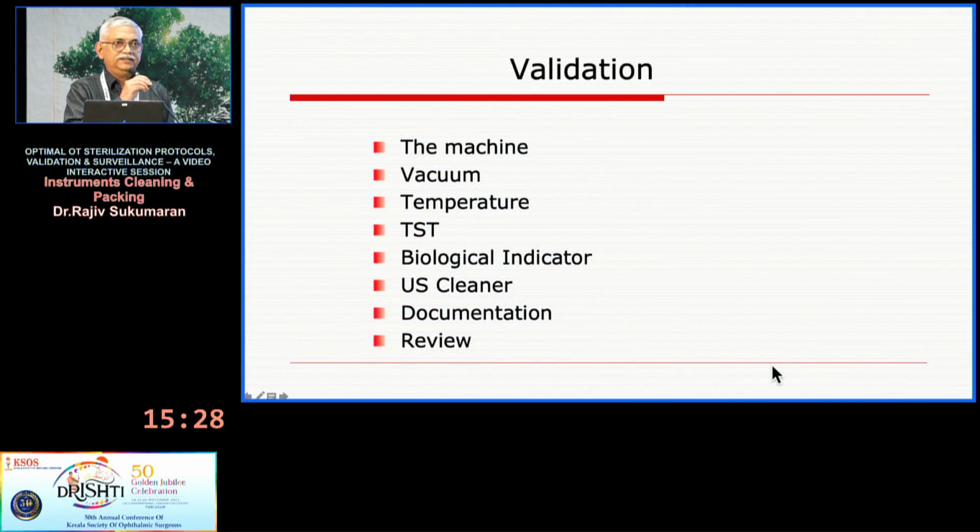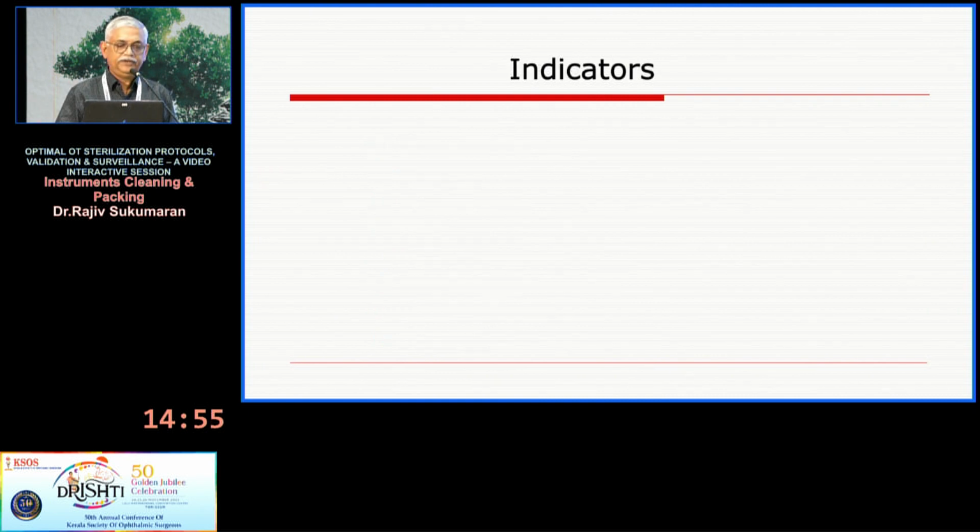So when it comes to validation, as far as sterilization is concerned, the machine is very important. You have to standardize the machine and check that your machine is working well. The vacuum part is very important, the temperature and the TST, that is temperature, saturation and the time. And we have different indicators. The best one is the biological indicator. Then I showed you the ultrasonic cleaner and documentation. Above all, you will have to review your performance and the entire process periodically.